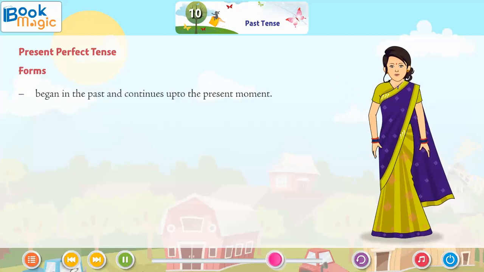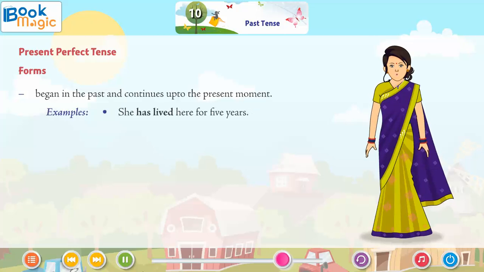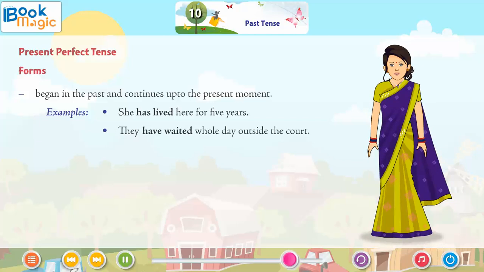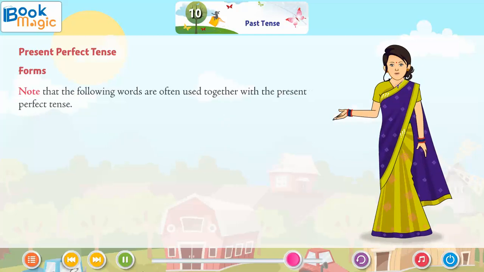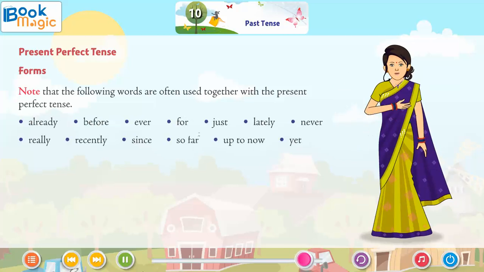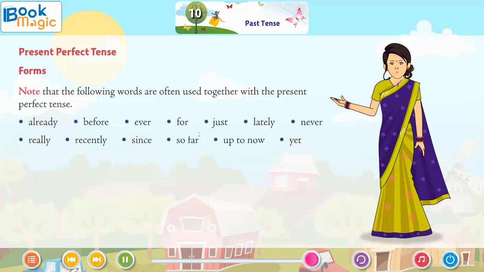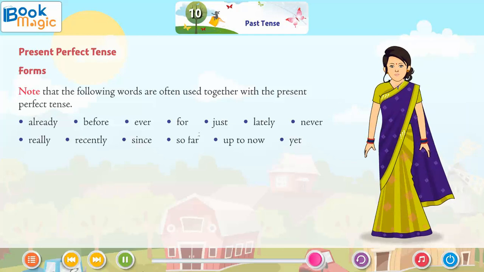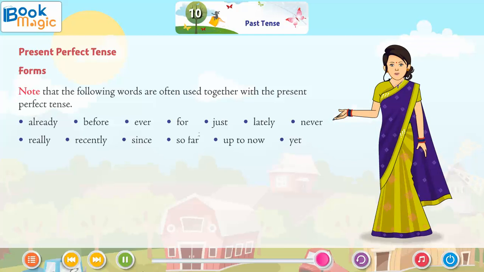Began in the past and continues up to the present moment. Examples: She has lived here for 5 years. They have waited whole day outside the court. Note that the following words are often used together with the present perfect tense: already, before, ever, for, just, lately, never, really, recently, since, so far, up to now, yet.